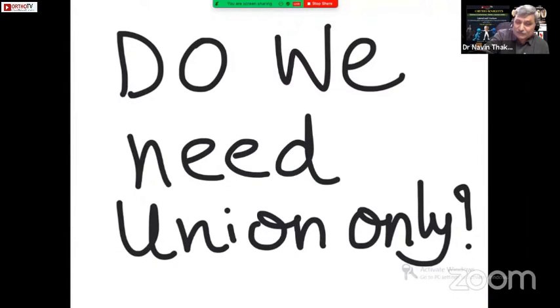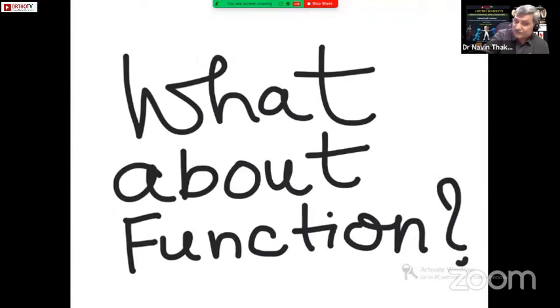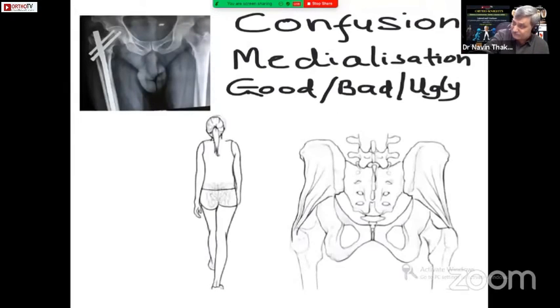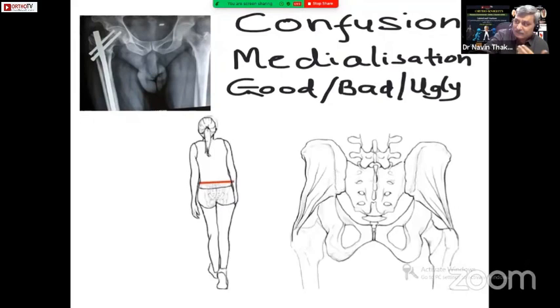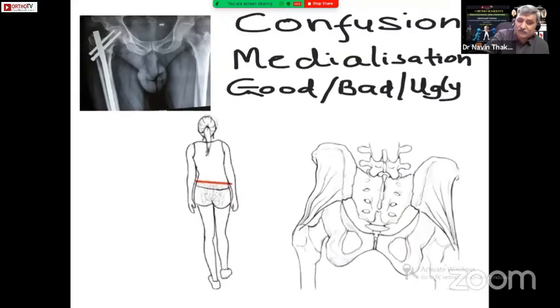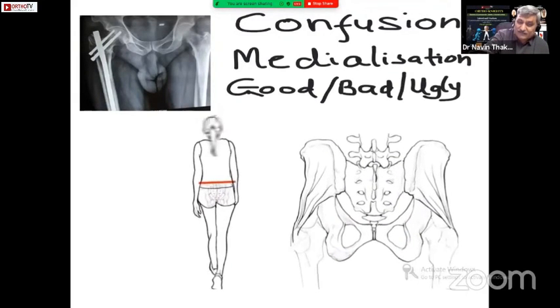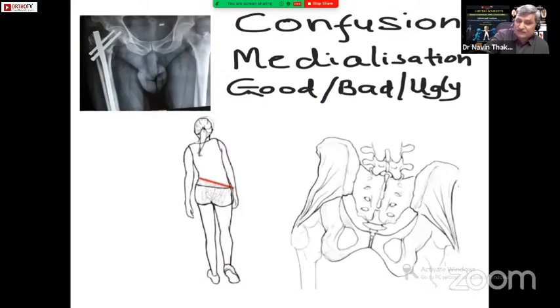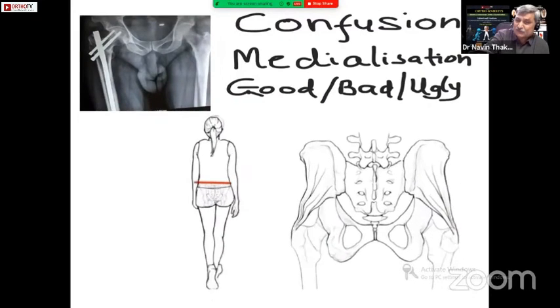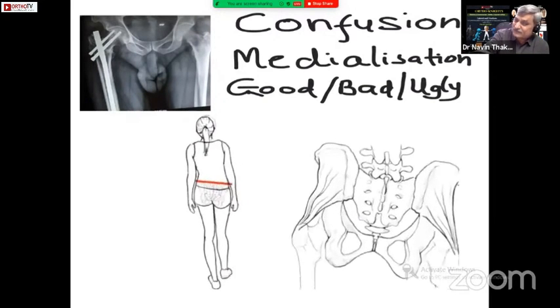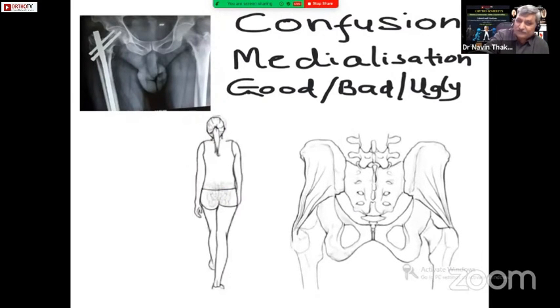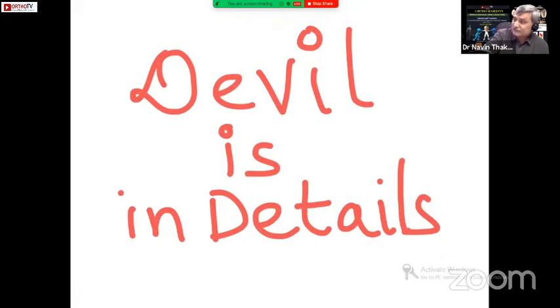So do we need a union only, or what about the function? Are we ready to accept abductor weakness or a varus and a reduction of the horizontal offset? There is a great confusion of the medialization, good, bad, or ugly. Initially, we were thinking that let the medialization occur and let it unite. But the devil is in the details. Once we go into more and more details and we want more function, then we have to be much more accurate.